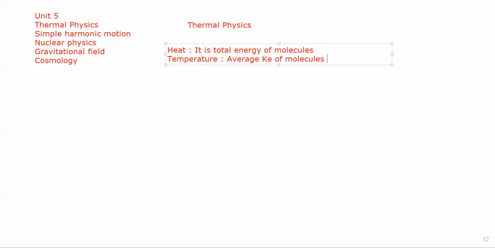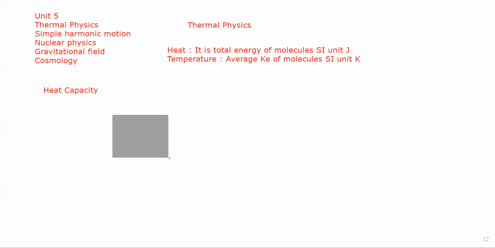The SI unit of temperature is Kelvin, denoted by K, and the SI unit of heat, because it is energy, is joules, denoted by J. Then we define the term heat capacity. What is the meaning of heat capacity? Basically, it is the amount of energy required to change the temperature of a given substance by 1 degree centigrade or 1 Kelvin.